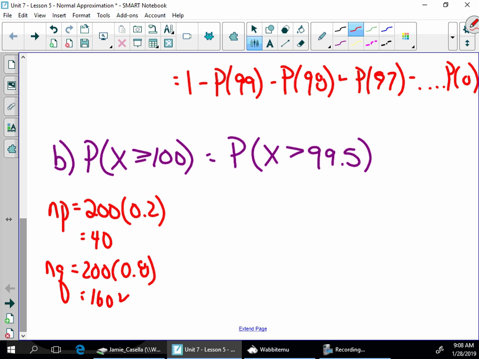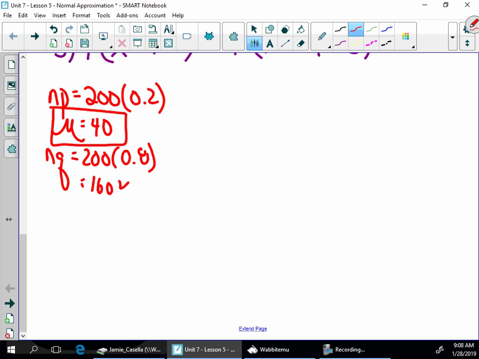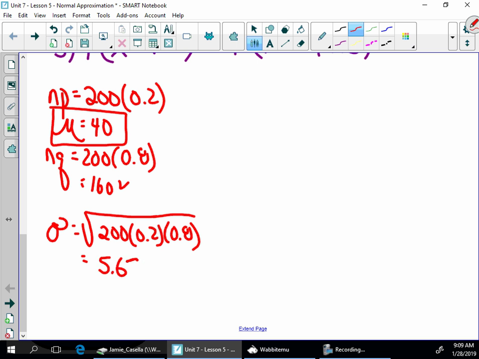My approximation needs two things. It needs the mean, which I've already figured out, and it needs the standard deviation, which I have not figured out. My standard deviation is the square root of n times p times q. So it's a new combination of numbers. Make sure you're using the right ones, and make sure at the end you actually square root it. So this should be about 5.67. Or 66, I guess. Sorry.